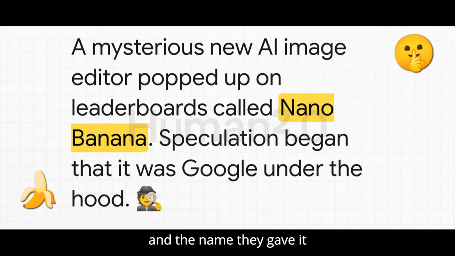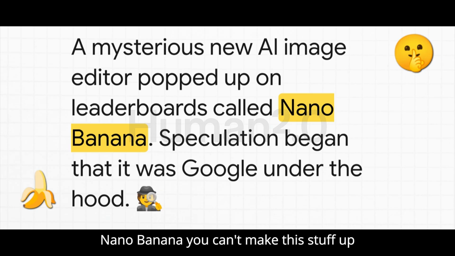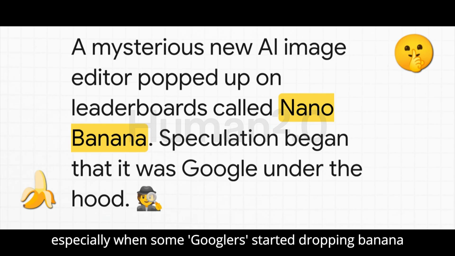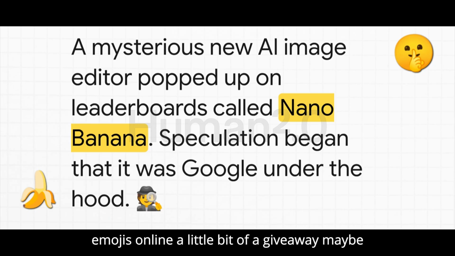And the name they gave it? Nano Banana. You can't make this stuff up. The community just went wild with it, and right away, the speculation started. Everyone figured this had to be a secret project from Google, especially when some Googlers started dropping banana emojis online. A little bit of a giveaway, maybe.